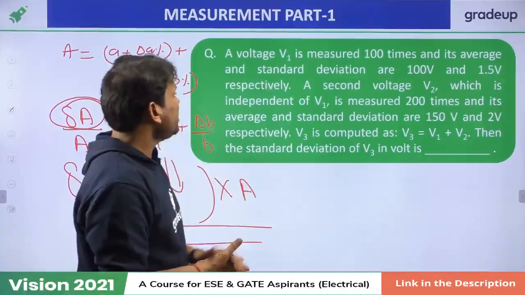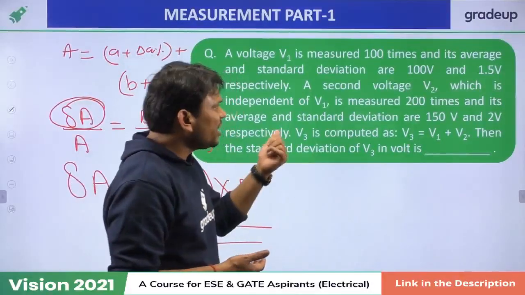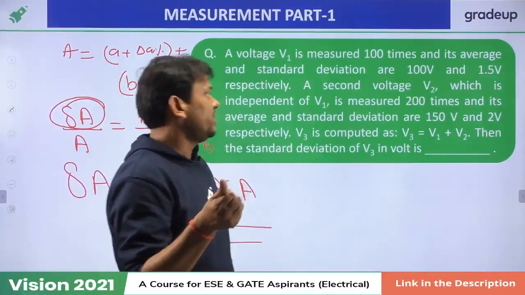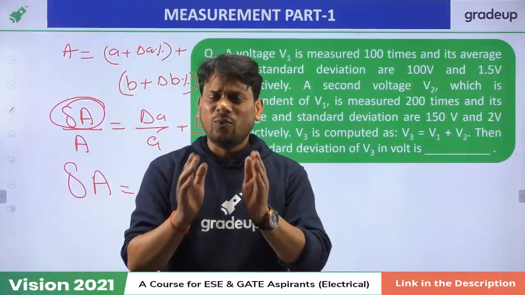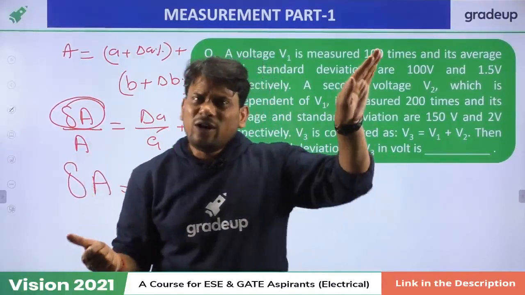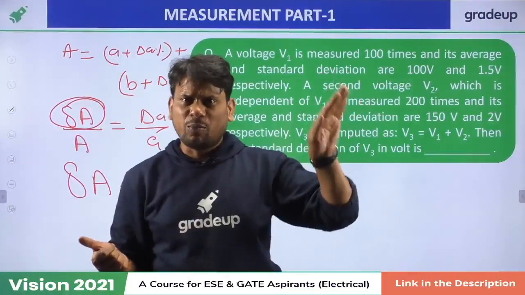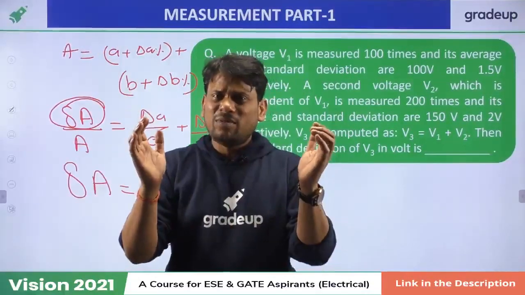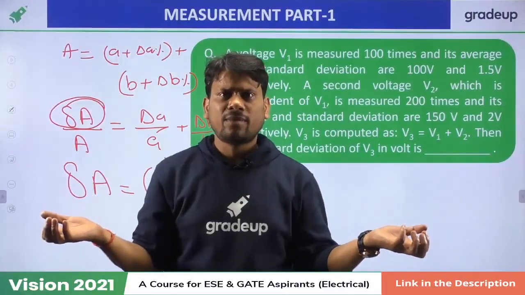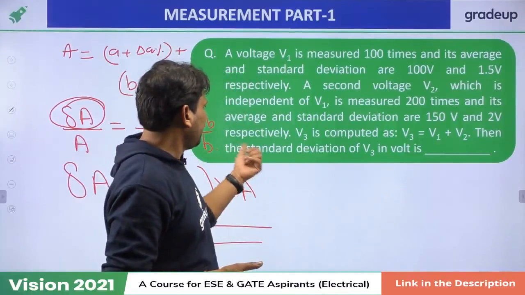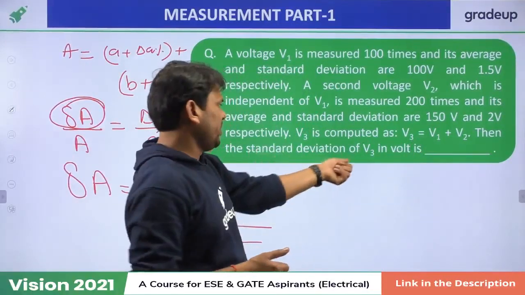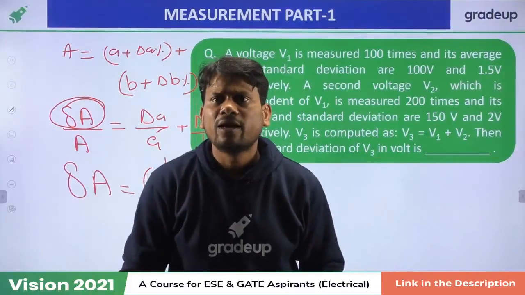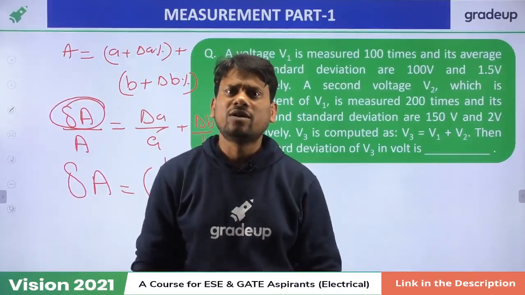Similarly, a second voltage V2, which is independent of V1, is measured 200 times. That means, dear friend, we have two different loads. Maybe one load is going to provide 100 volt, and the second load is going to provide 200 volt with some different standard deviation. And in the third line, it asks what will be the standard deviation in V3, if V3 is nothing but V1 plus V2.